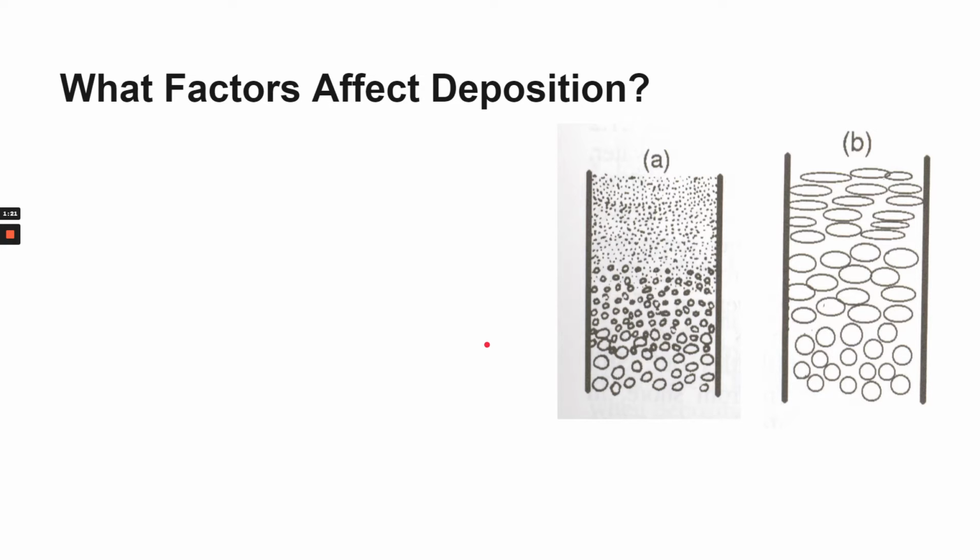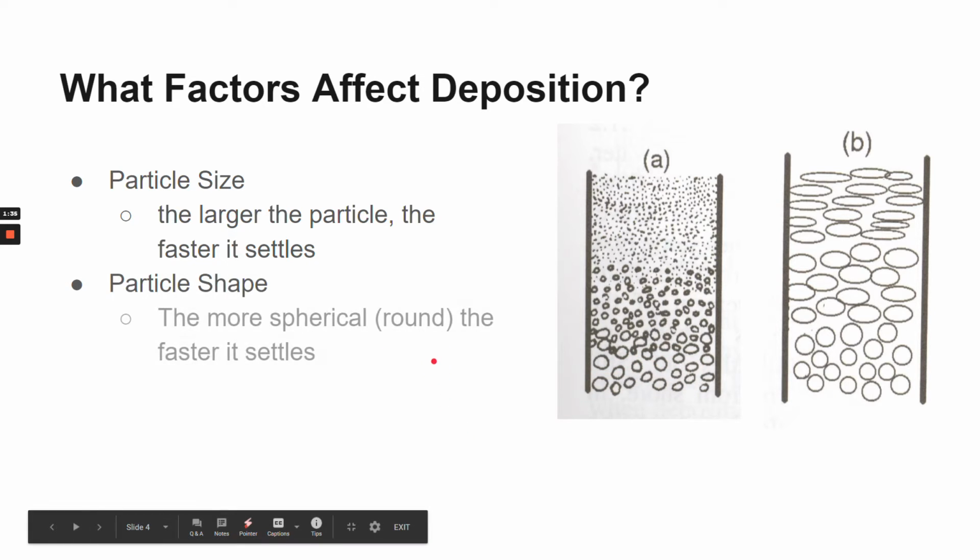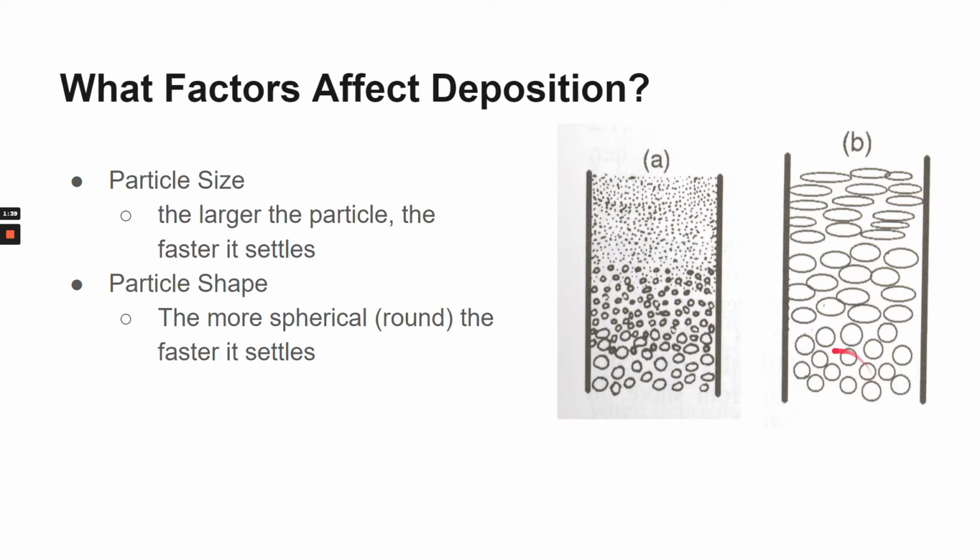So there are several factors that affect the rate and type of deposition. So the first is particle size. The larger the particle is, the faster it settles. So here you can see these larger particles are at the bottom. The shape of the particle: the rounder it is, the faster it settles. So here we have rounder objects settling more easily.